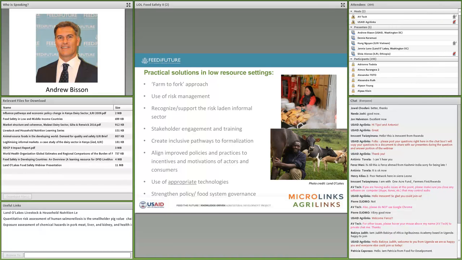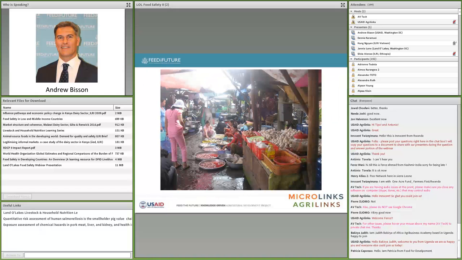Engage the formal sector, that's where the risks are. Work with, not against, stakeholders, and seek inclusive pathways to encourage progressive formalization. Align policies and practices with incentives, use scalable, appropriate technologies, and strengthen food system governance. And that is my cue to hand over to Hong in Vietnam.